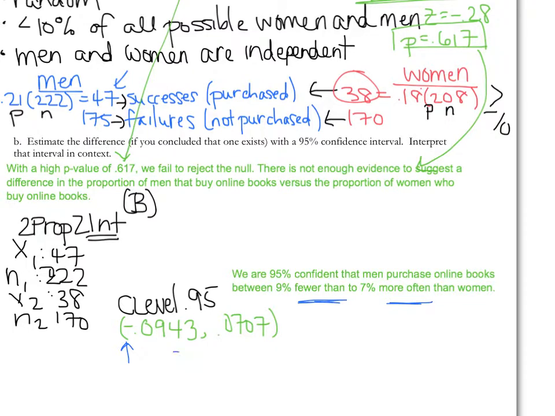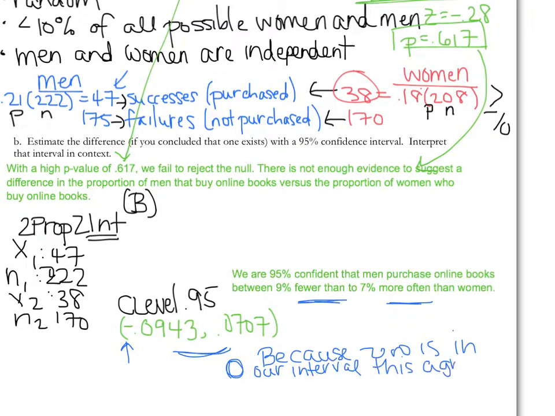What do you notice? What is the key number that's inside this interval that goes along with what we said in our hypothesis, our null and alternative? You should realize that 0 is inside that interval. 0 would mean that there is no difference in the proportion of men and the proportion of women. So because 0 is in our interval, this agrees with our hypothesis test conclusion.